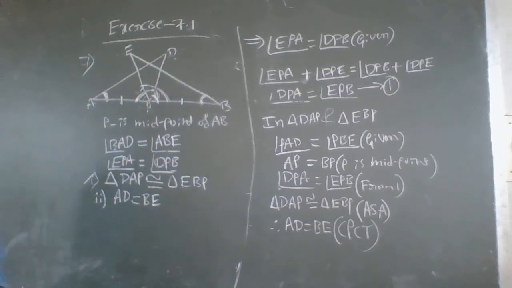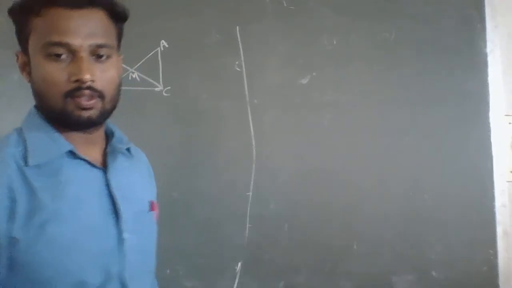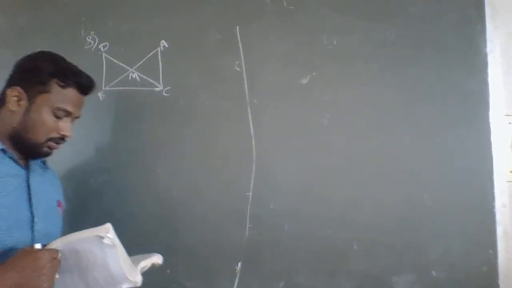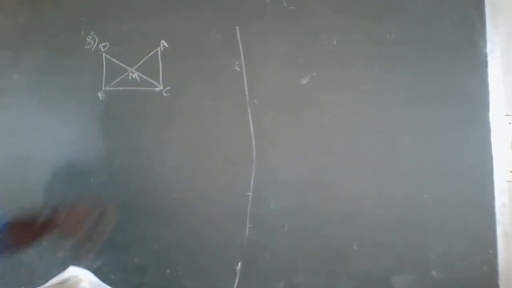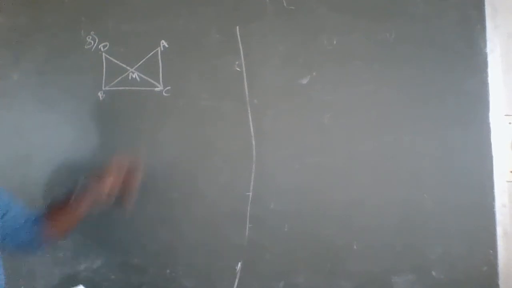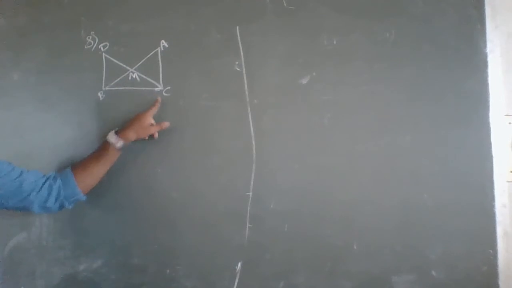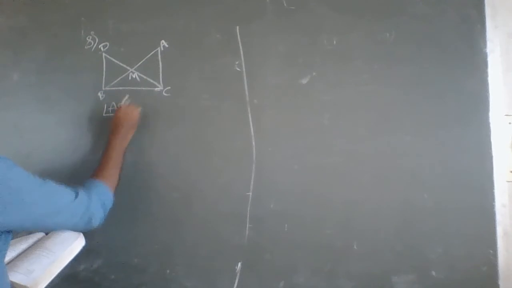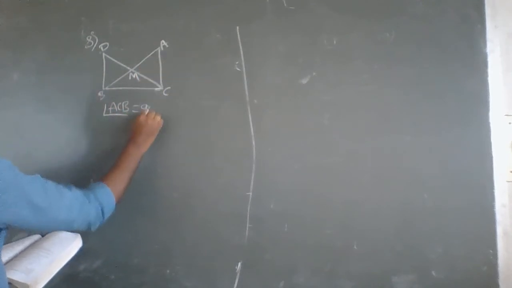So this is the seventh problem. Next, I will continue with the eighth problem, and they are given this diagram. In right angle triangle ABC, right angle at C, here C is a right angle, meaning angle C is 90 degrees. Therefore, I will write angle ACB is equal to 90 degrees.